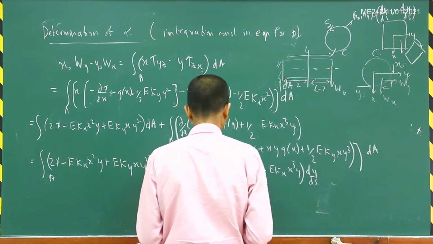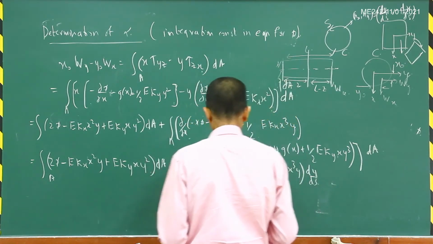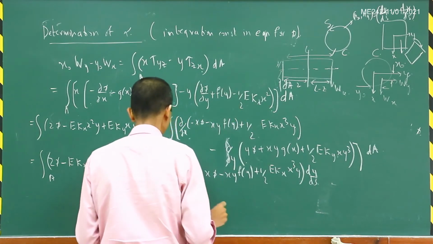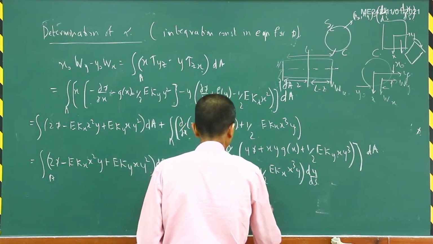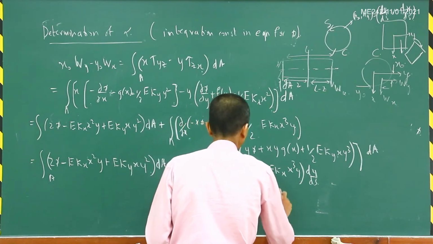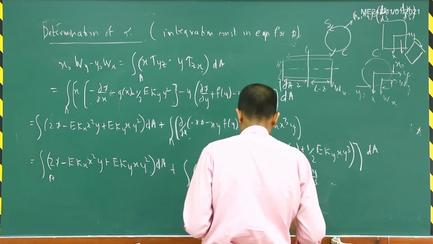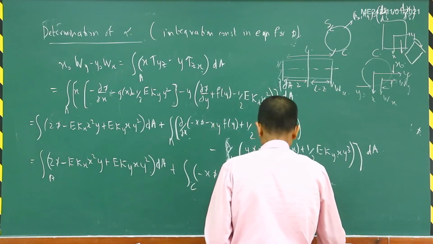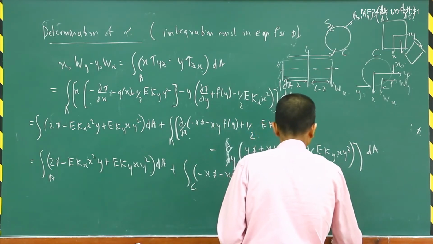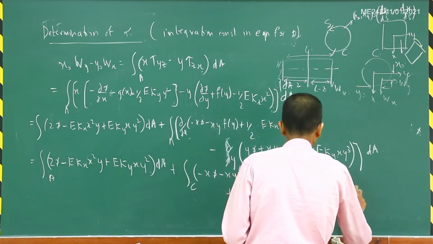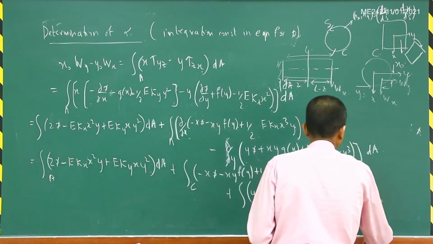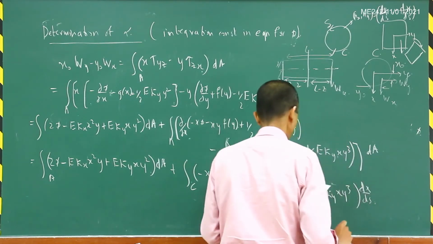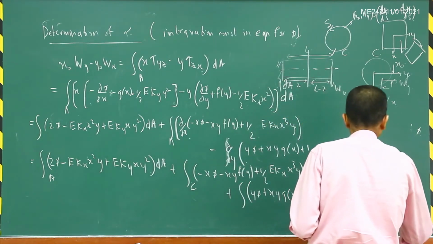So basically we are applying the divergence theorem now again. So this is C plus the integral of y phi plus xy g of x plus half of e kappa y times xy cube times dx by ds times ds. Okay, so this is all.